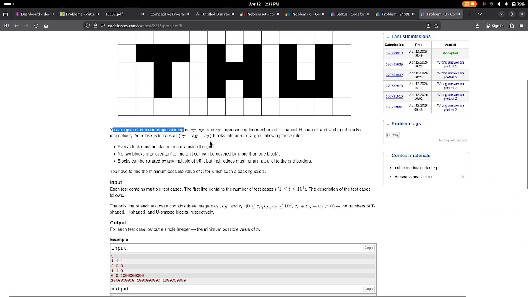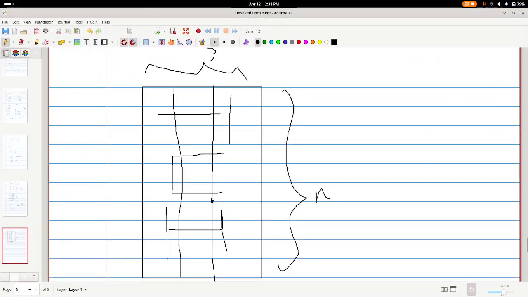But let's read the rules. Rule number 1 is every block must be placed entirely inside the grid. No two blocks may overlap. That is, no unit cell can be covered by more than one block. Now, what does this mean? They can share a border. As you can see, U and T are sharing the same border, but this cell is covered only by U. So a particular x comma y position should be occupied by only one of the shapes.